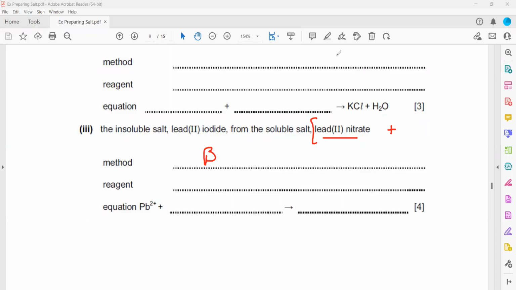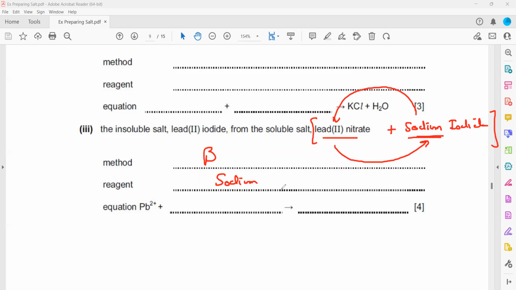Normally group 1 salts are soluble. So we want a soluble salt, so we can select sodium iodide. When sodium takes the position of lead, lead will take the position of sodium. So it will become sodium nitrate plus lead iodide. You can select any metal here, but better group 1, because group 1 salts are soluble. So the reagent you can mention is sodium iodide.